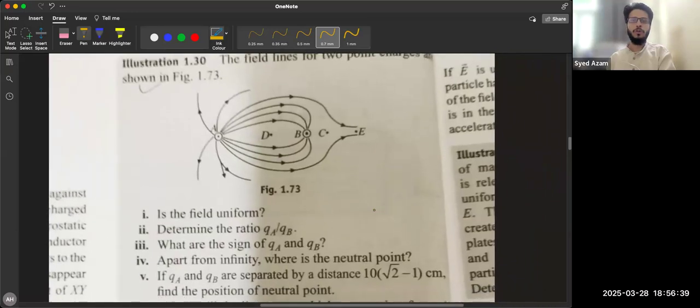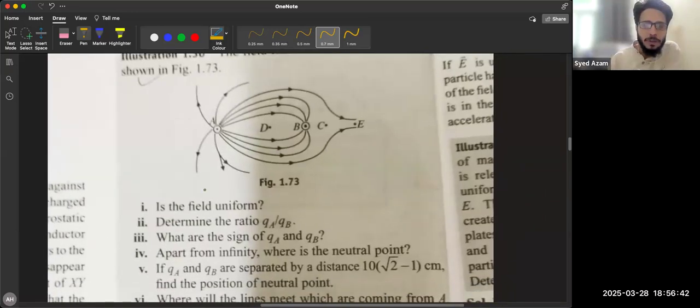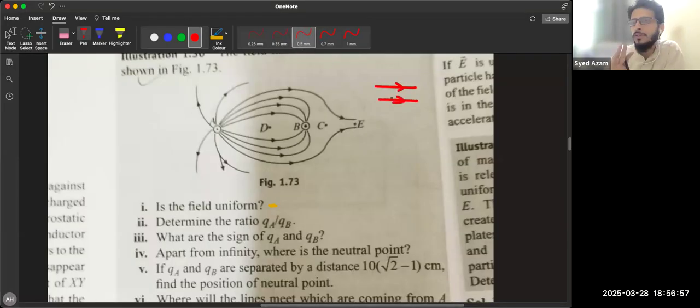So first of all, you have to decide: is the field uniform or non-uniform? Can you decide just by looking at these field lines? See, for a uniform field, lines are straight and parallel. If they are not straight and parallel, that means the field is not uniform. So the answer is it's a non-uniform field.